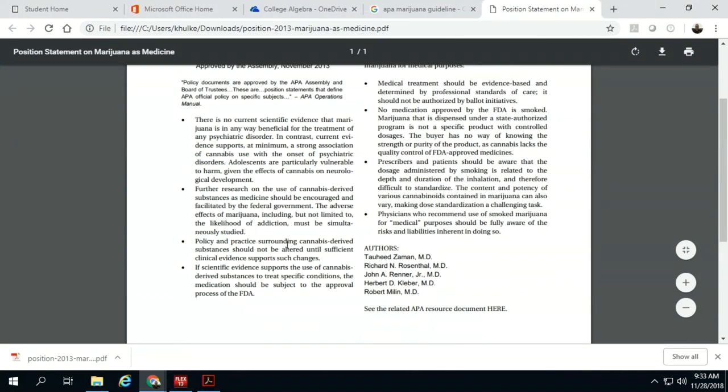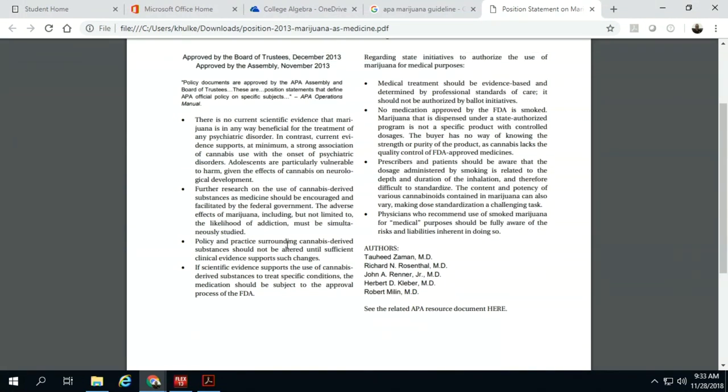There is no current scientific evidence that marijuana is in any way beneficial for the treatment of any psychiatric disorder, which I suppose means that it could be, they aren't saying it's not useful for treating cancer. You know, when people react to cancer chemotherapy. In contrast, current evidence supports, at minimum, a strong association of cannabis use with the onset of psychiatric disorders. Adolescents are particularly vulnerable to harm given the effects of cannabis on neurological development.